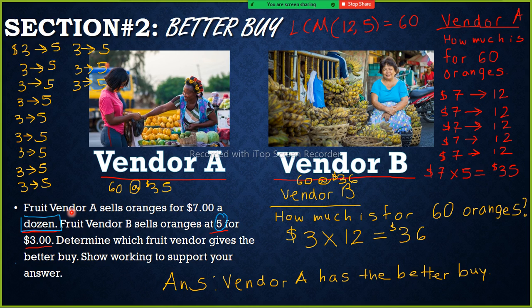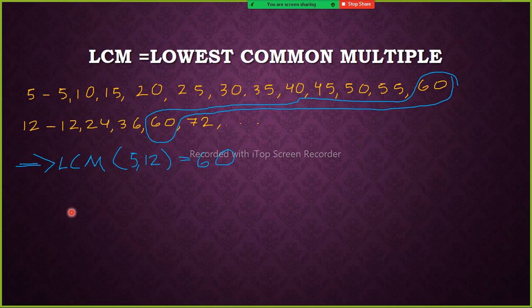And then we went to better buy, looking at the different options that we have. So if we have a vendor A and then vendor B, how are we going to approach this question? We saw that the idea with approaching these questions is you have to find the lowest common multiple. You have to find an equal amount that you can compare the two with. All right.